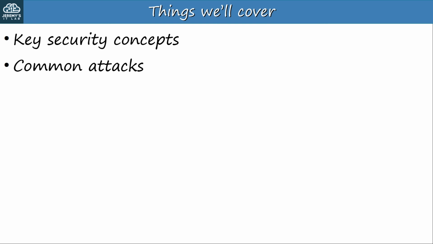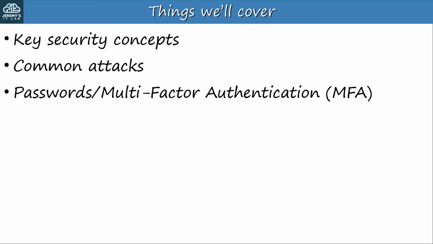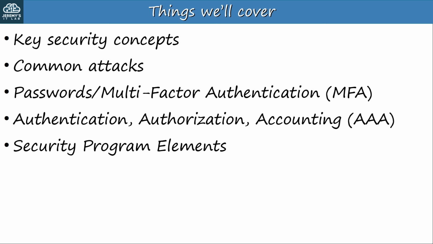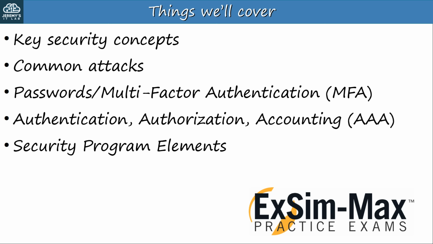Here's what we'll cover in specific. First, I'll introduce some key security concepts and terms. Then some common attacks which can target an enterprise's systems and information. Then I'll talk about passwords and multi-factor authentication. Then the concepts of authentication, authorization, and accounting, also known as AAA. Finally, I'll introduce security programs, which should be implemented by enterprises to secure their systems and educate their staff. Watch until the end of the video for a bonus question from Boson Software's ExSim for CCNA.